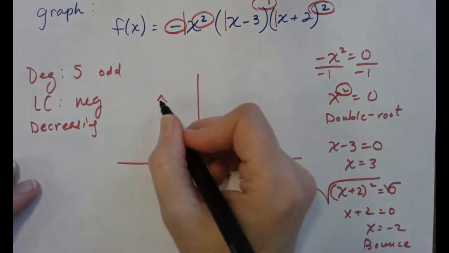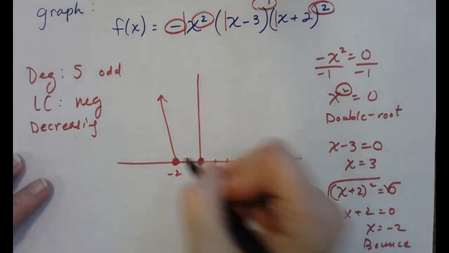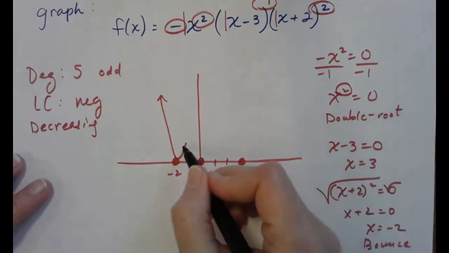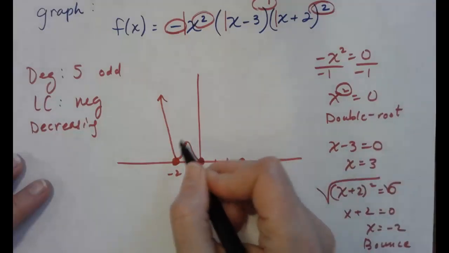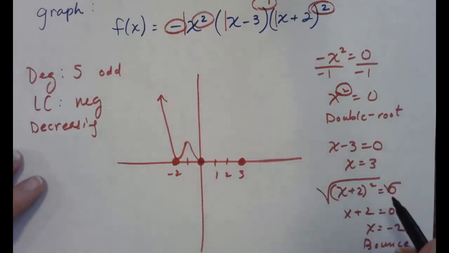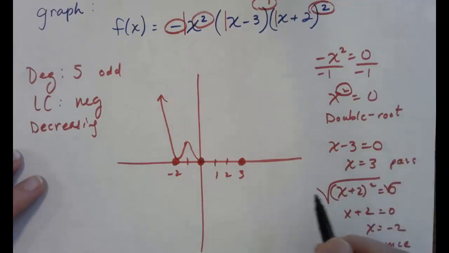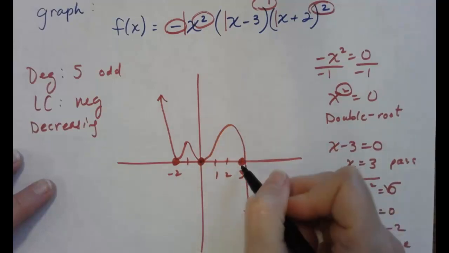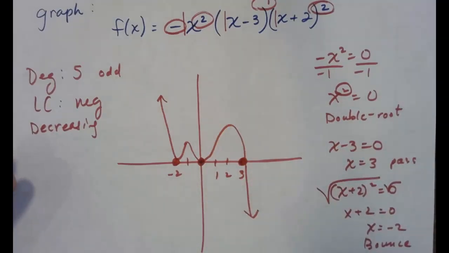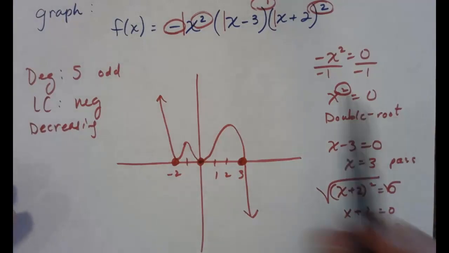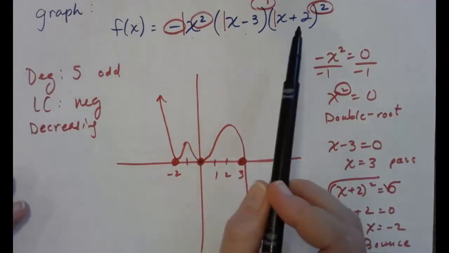Remember to bounce at negative 2. So we bounce at negative 2. Then we go up. We bounce again at 0. Now, who knows how high this may go up, but we do know that it goes up, and it does indeed bounce. And then we are going to pass at 3. So bounce and then pass. So our function would look something like that. Odd degree of 5, negative leading coefficient, zeros at 0, 3, and negative 2.